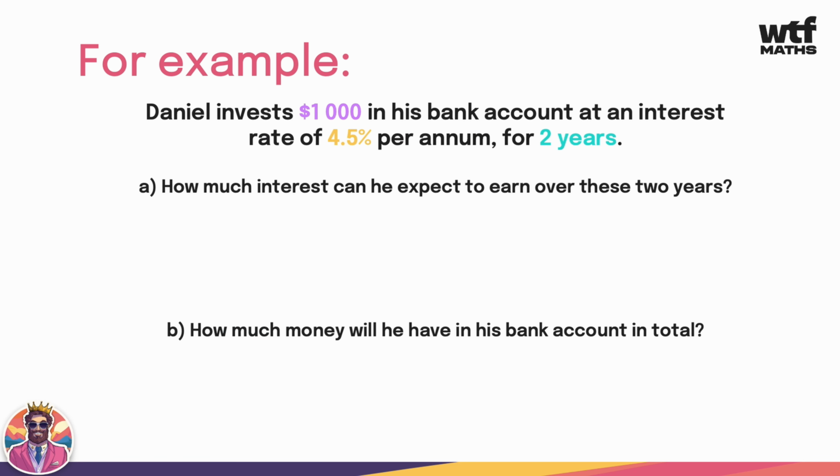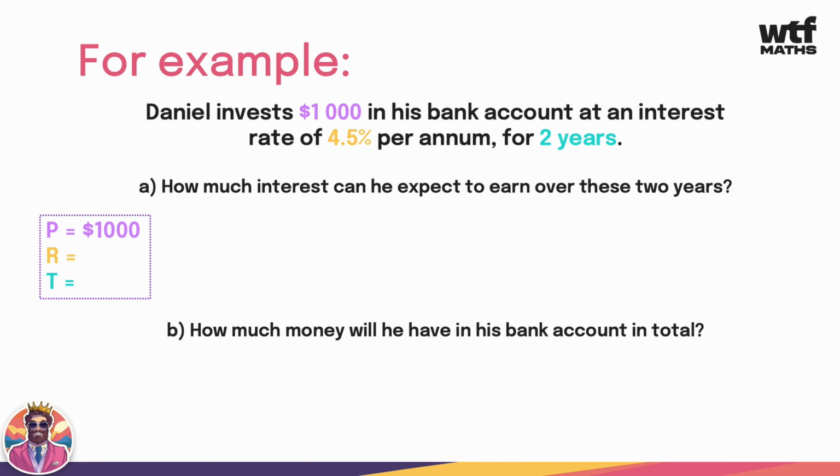For example, Daniel invests $1,000 in his bank account at an interest rate of 4.5% per annum. Annum just means year, for 2 years. So, how much interest can he expect to earn over these 2 years? Well, the first thing we need to do is work out the letters P, R, and T. We know he invested $1,000, so our principal is going to be $1,000.